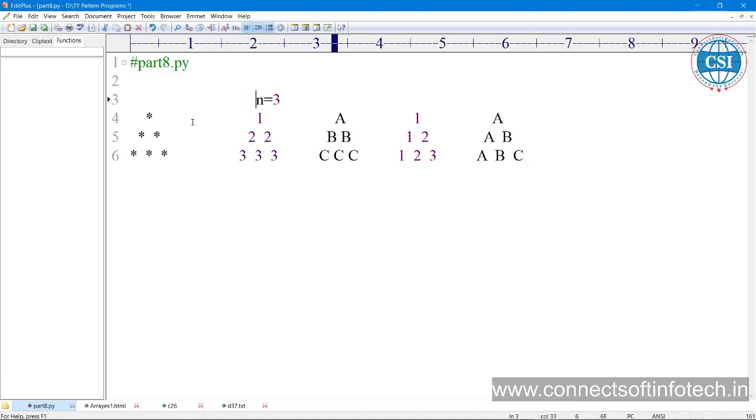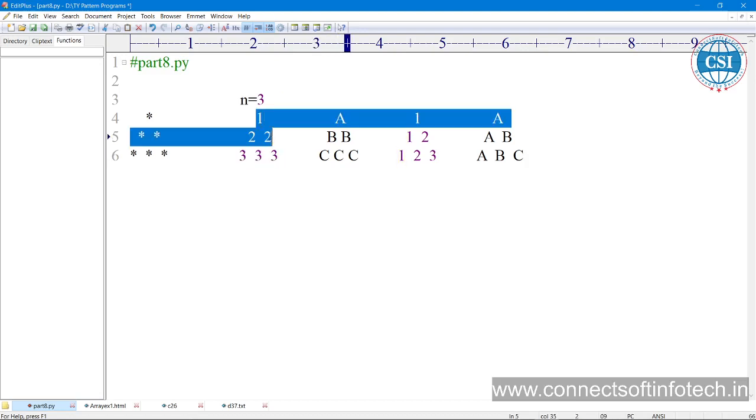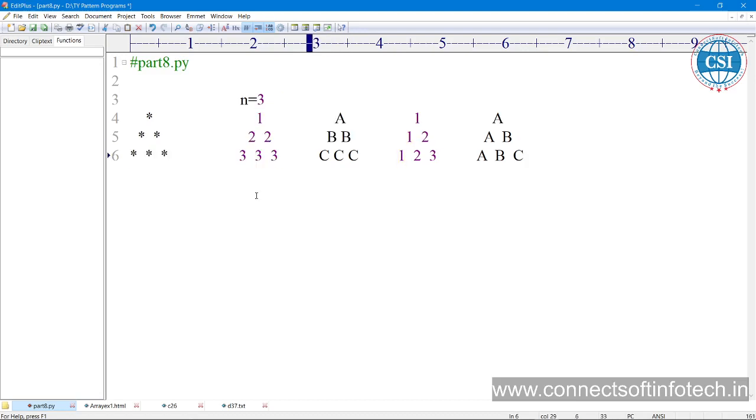Again, if you enter the number of rows n equal to 3, I want to print digits: in the first row 1, in the second row 2 2, and in the third row 3 3 3, in this pyramid pattern. Again, if you enter n equal to 3, I want to print alphabets in the pyramid pattern: A, then B B, and C C.